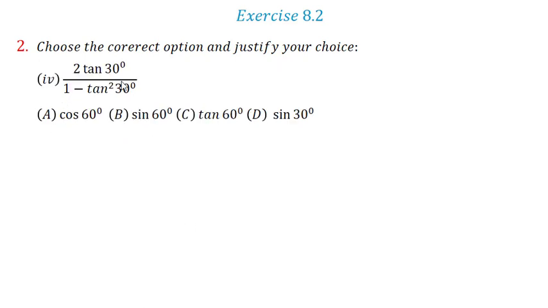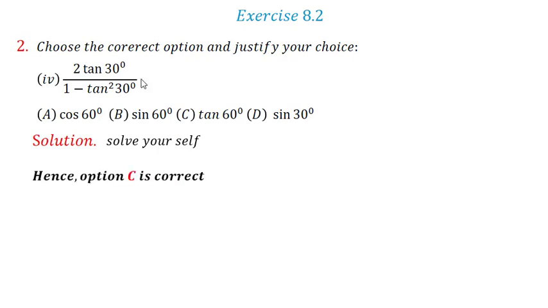Fourth question, 2 tan 30 upon 1 minus tan square 30. So again you will first put respective values and then you compare or you find values of cos 60, sin 60, tan 60 and sin 30 degree. Whatever value matches the value of 2 tan 30 upon 1 minus tan square 30 will give you the correct option. So if you solve, you will get option C as the correct option.